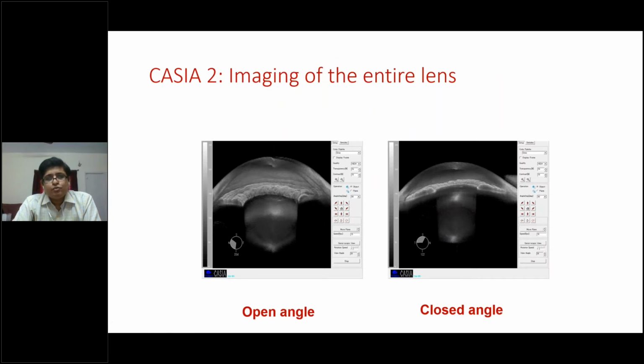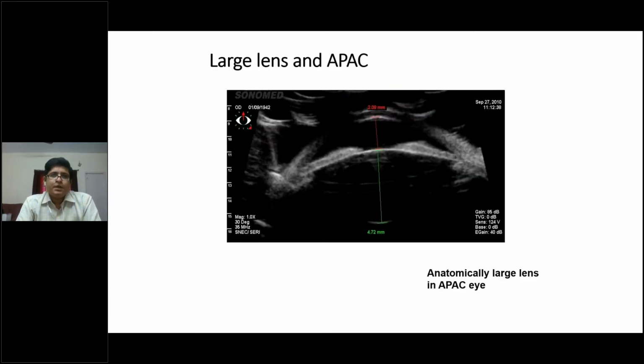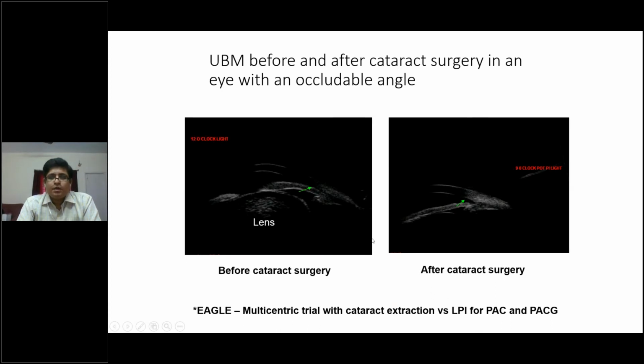And with the CASIA 2, the entire lens can be imaged. Of course, this was being used in various other procedures, but in angle closure patients, the lens thickness can be measured using this as well. And you can see that in some of these acute angle closures, you end up with a large lens. Cataract surgery before and after can be seen to open up the angle nicely. And this is some of the things which prompted the EAGLE study to take up this trial for cataract extraction.